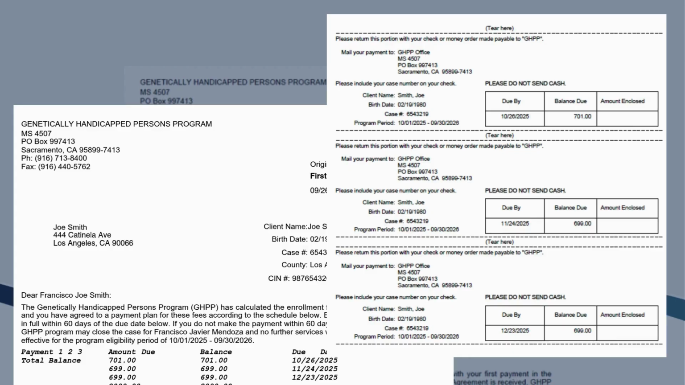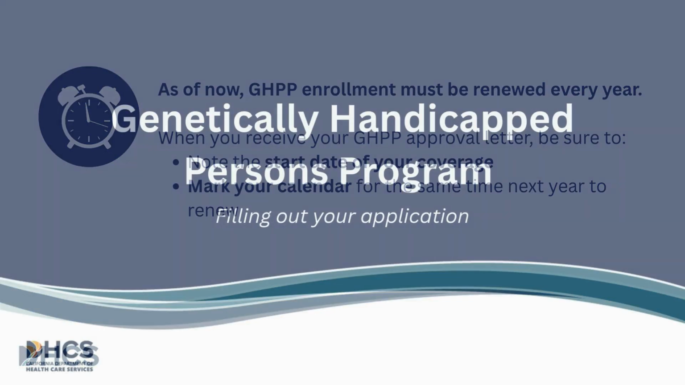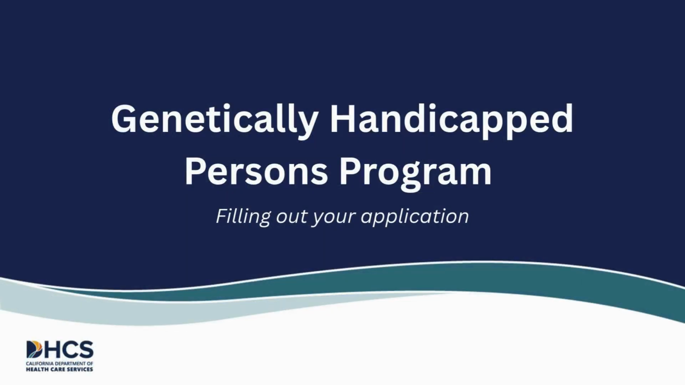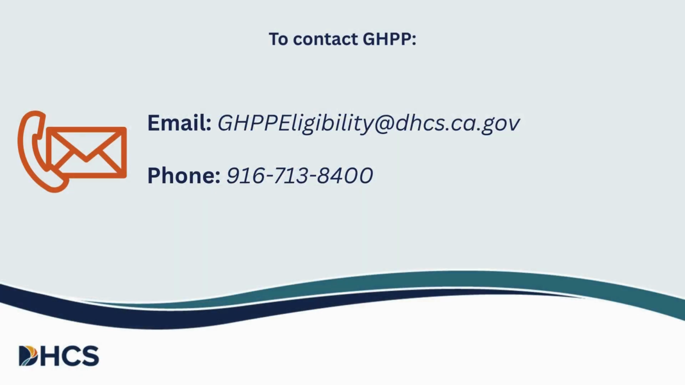As of the making of this video, you'll need to renew your GHPP enrollment every year. When you receive your GHPP approval letter, please make note of the start date and mark your calendar for the following year to renew. GHPP will send a renewal application ahead of time, but if you should not receive your renewal application for any reason prior to your program period's expiration date, please download an application from the website once more and send it in. And of course, you may call GHPP at any normal business hour at 916-713-8400 to get help from one of our team members.